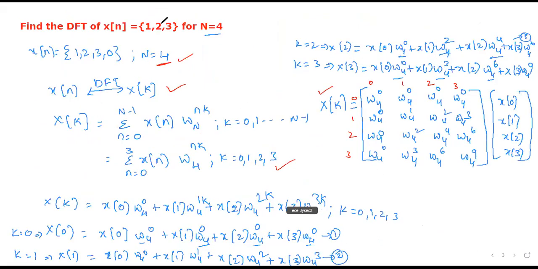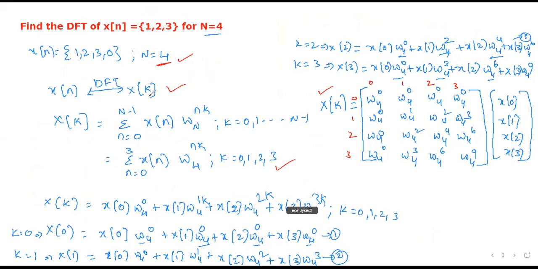First and foremost thing here is that the length of x of n should be equal to capital N. If not, we should make the length of x of n equal to capital N. And then we need to write the expansion for x of n: x of k is equal to sigma n is equal to 0 to N minus 1 x of n into omega N power nk, where k is equal to 0 to N minus 1.